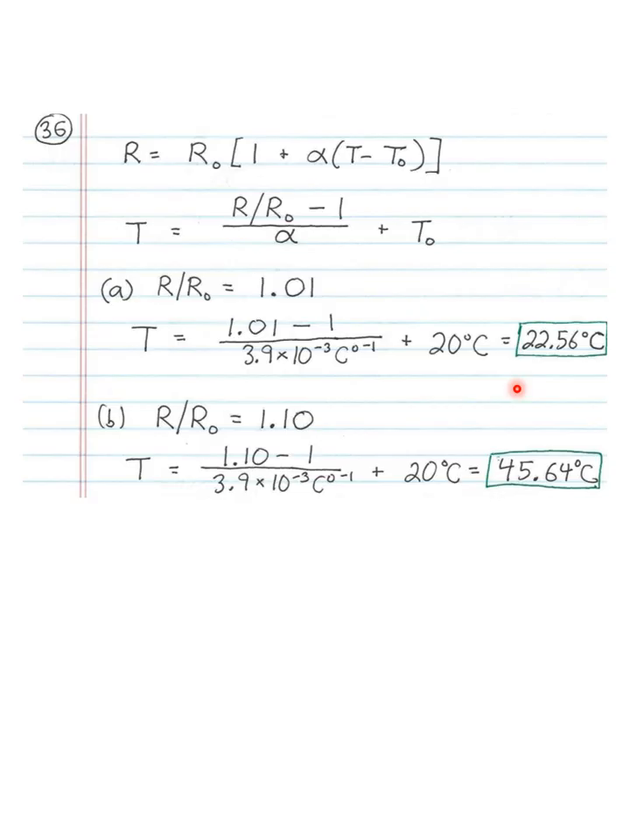What about for part B, raising it by 10%? We expect it's going to be a higher temperature. So the ratio of resistance over initial resistance is going to be 110%, which is 1.10. We plug that into the equation, and you should get a final temperature of 45.64 degrees Celsius.